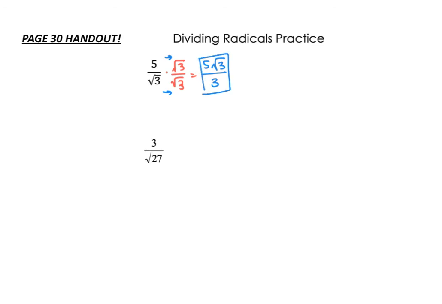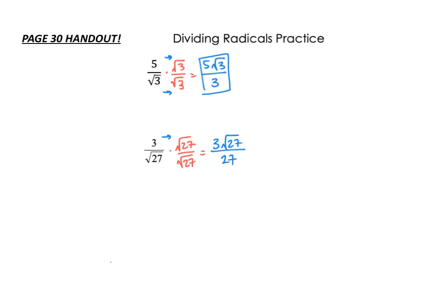All right, looking at the second one, we have 3 over the square root of 27. So first thing we're going to do is multiply by our big 1, which is going to be the square root of 27 over the square root of 27. And we multiply straight across. So the top becomes 3 times the square root of 27. The denominator, we don't need to multiply 27 times 27 because remember, when we multiply identical radicals, the radical cancels out. So we end up with just a plain old 27.